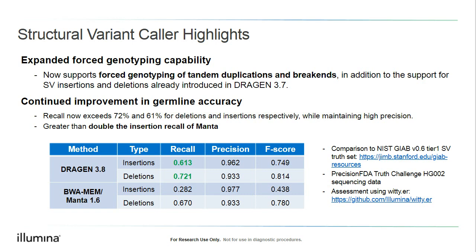This benchmarking has been done on the NIST Genome in a Bottle HG002 sample with this truth set information that we provide. So again, our continuous move to improve the structural variant calling accuracy with Manta that is built inside DRAGEN compared to what's available in Git.